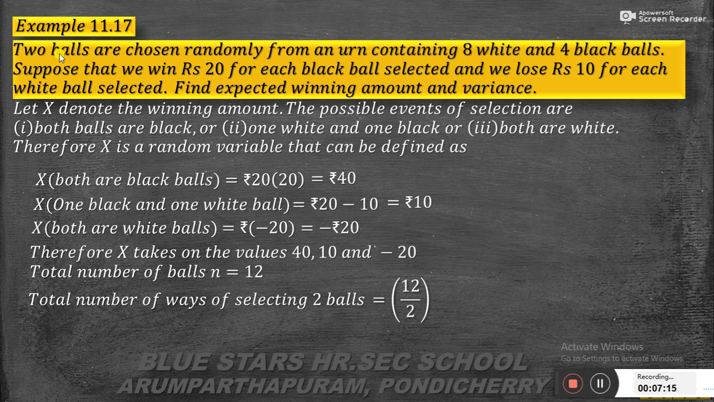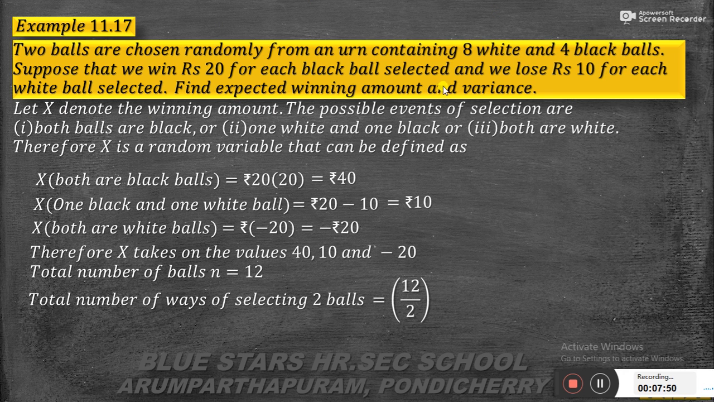You see here, two balls are chosen randomly. We choose the two balls from an urn. Urn means bag, containing 8 white balls and 4 black balls, totally 12 balls. Suppose that we win ₹20 for each black ball. If we take a black ball, we win ₹20, so the amount is credited. And we lose ₹10 for each white ball. Suppose we choose a white ball, we lose ₹10.